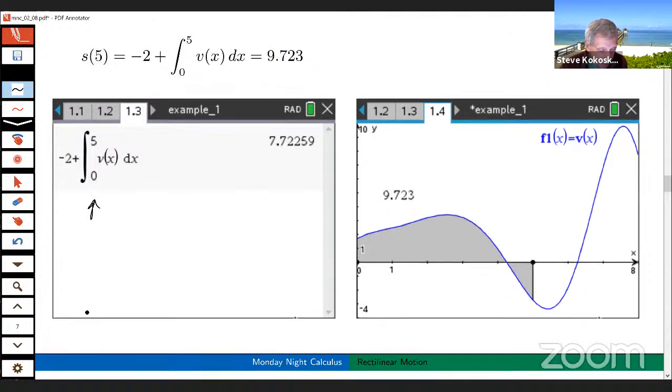So what I did is I graphed over here on the right-hand side. I graphed the velocity function, and we know we have to integrate under that curve from 0 to 5. And there's my answer, 9.723. You'll notice that I have to subtract 2 from that, because all I really did on that graph screen was find that indefinite integral. So I feel pretty confident about my answer.